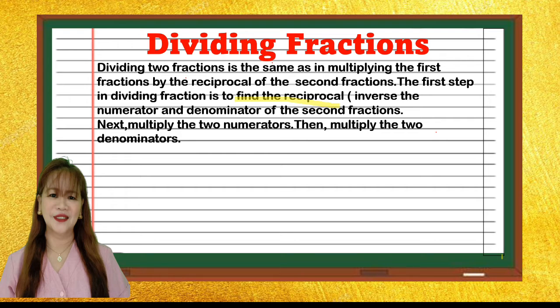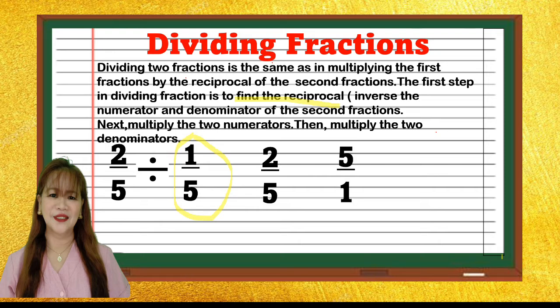So, here is an example. 2/5 divided by 1/5. Here, we are going to find first the reciprocal of the second fraction. So, magiging ito ngayon ang reciprocal ng 1/5. The reciprocal of 1/5 is 5/1. Kasi binaliktad natin yung 1/5 at nagiging 5/1.